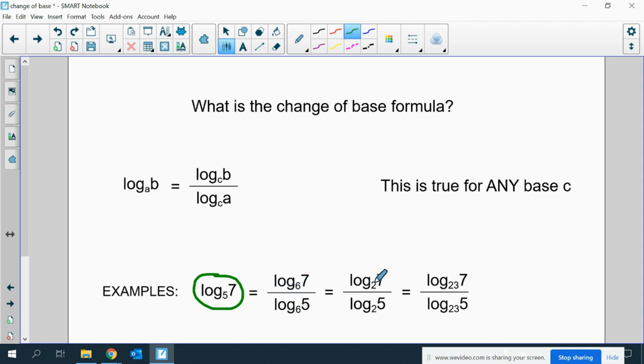So I could choose base 6, I could choose base 2, I could choose base 23, I could choose base 100. I could actually choose the natural log also. So I could say natural log of 7 over natural log of 5. All of these things are equal to log base 5 of 7. If I typed all of these things in the calculator, I would get the exact same numerical answer for all of them.